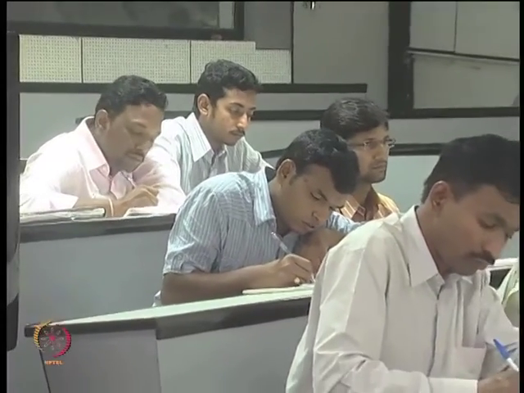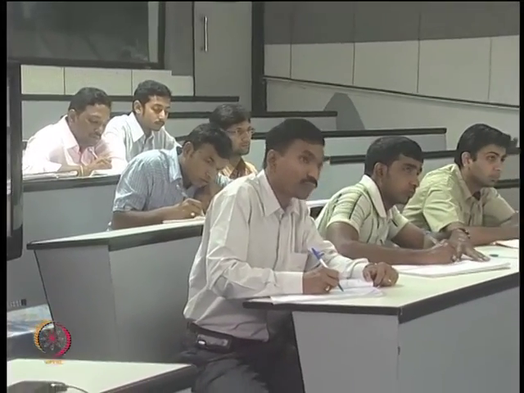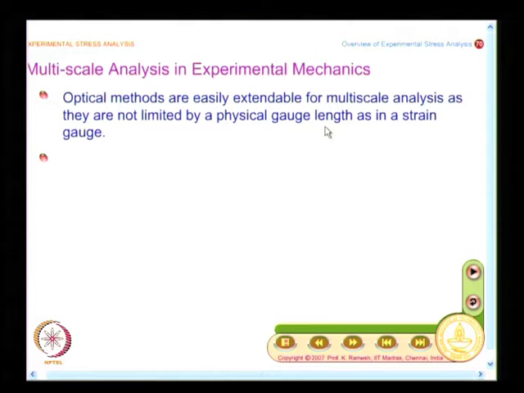Suppose you take a strain gauge technique, what happens? The physical gauge length determines the size on which I can operate. I want to do it for a single point, so I want to have the gauge length as small as possible, and for very miniature components, the strain gauge itself, when you paste it, will reinforce the specimen. So, we will not be in a position to use it in such applications. On the other hand, when you come to optical methods, it is the optics which dictates the scale in which I can operate.